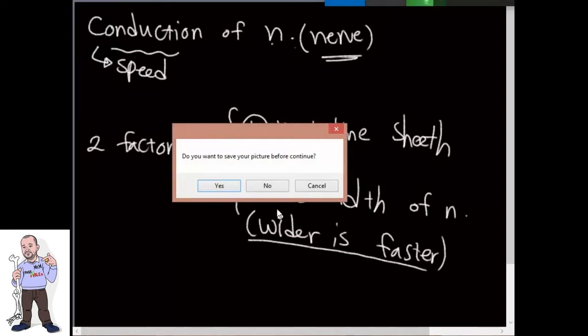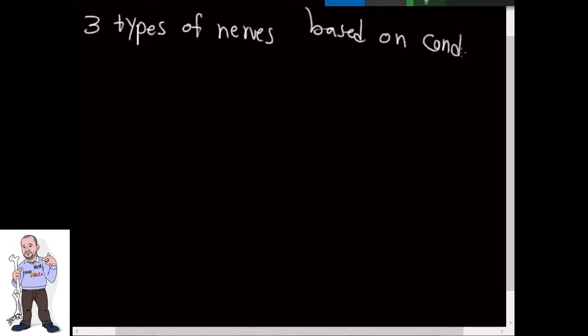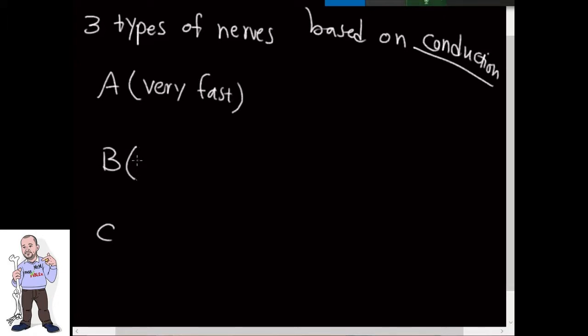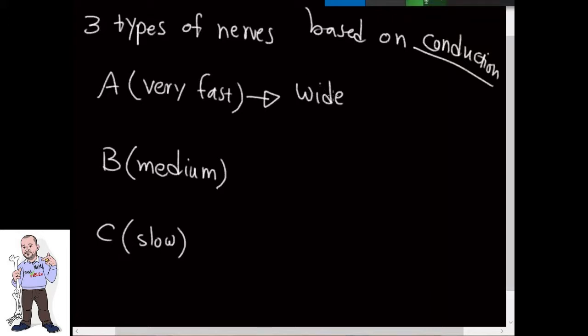We have three types of nerves based on speed, based on conduction. One we call type A nerve, type B nerve, and type C nerve. A is very fast. B is medium, and C is slow. Very good. So for A, you can guess, is it wide or thin? Wide. Is it myelinated or without myelin?